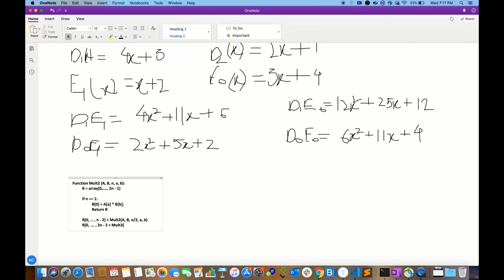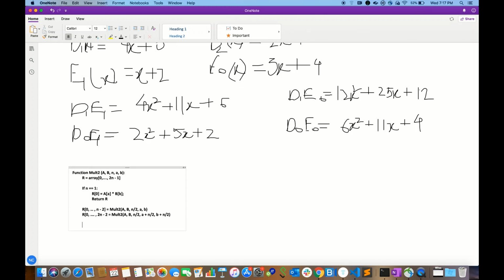mul2 a b size n by 2, a plus n by 2 and b plus n by 2. We are adding n by 2 to the current indices because we are referencing the right half of the division we just did.